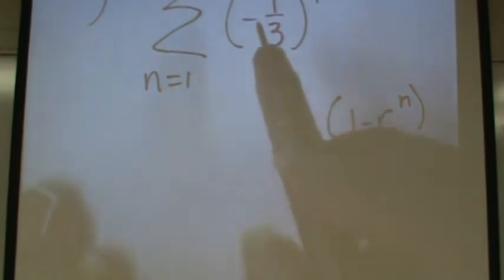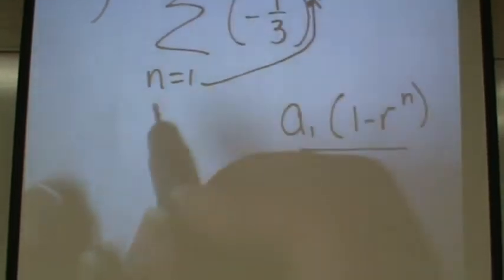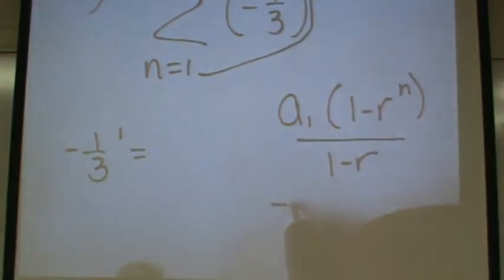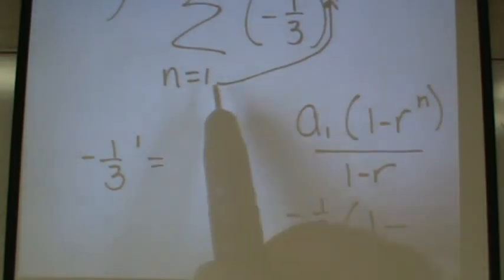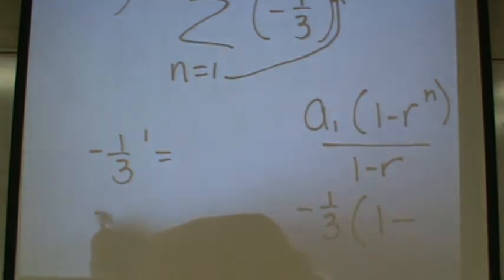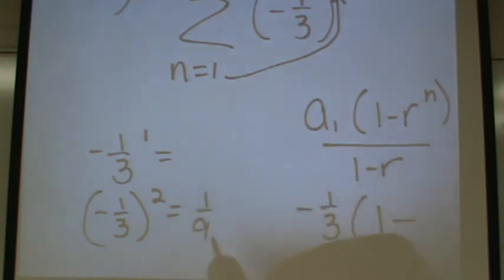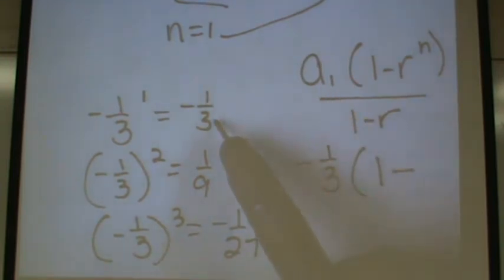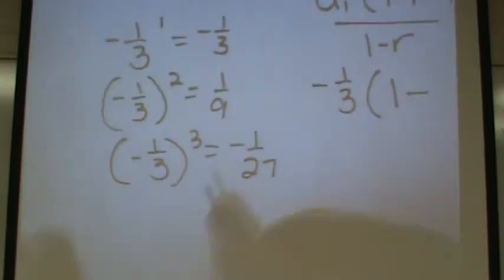To find the first term, you're going to plug 1 in here: negative 1/3 to the first power, which is negative 1/3. Now you're going to plug a 2 in, so negative 1/3 squared is 1/9. If you wanted the third term, negative 1/3 to the third is negative 1/27. So how are you going from this term to that term? You're multiplying by negative 1/3. So negative 1/3 is your r value.